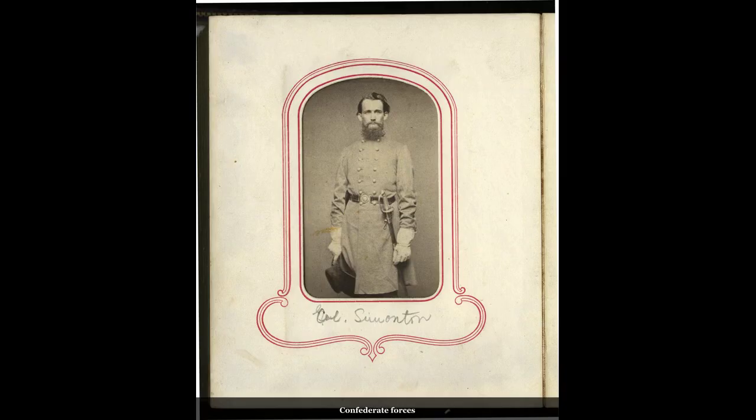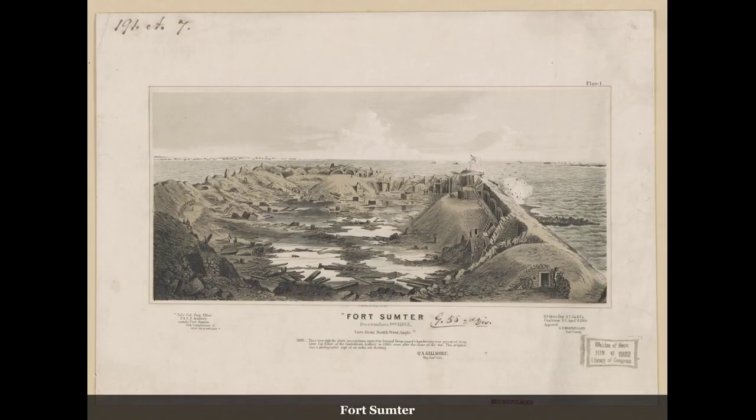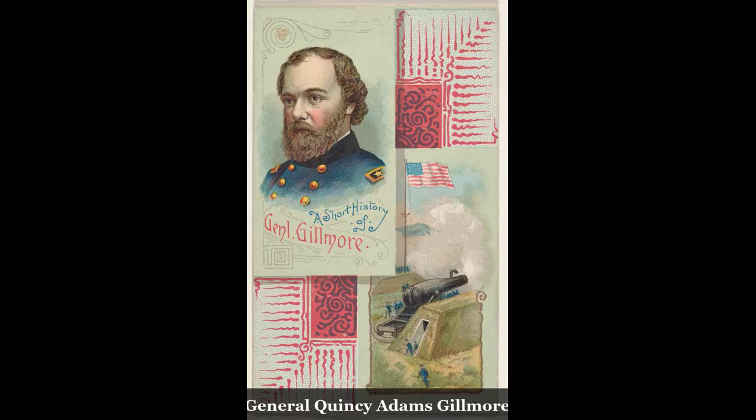In 1863, Union forces launched a series of attacks on Charleston, including a siege of Fort Sumter that lasted for 22 months. The siege of Fort Sumter was one of the longest and most brutal of the Civil War. The Union Army, under the command of General Quincy Adams Gillmore, bombarded the fort with artillery fire, while the Confederates, led by General P.G.T. Beauregard, defended it with everything they had.